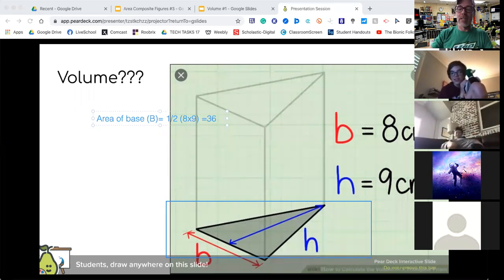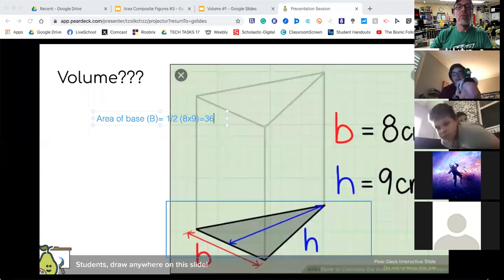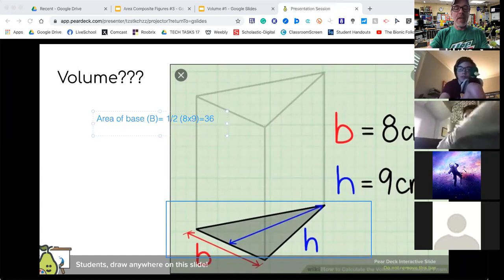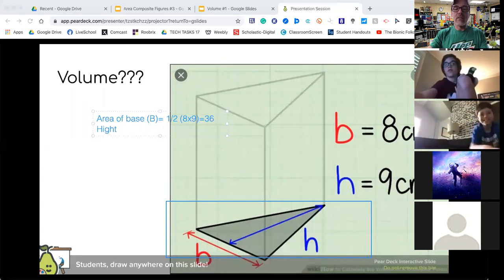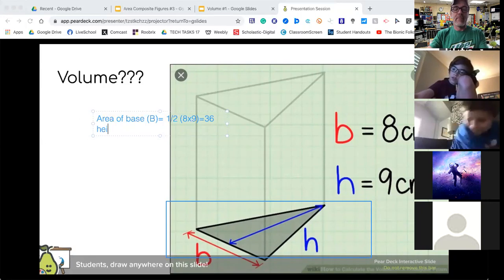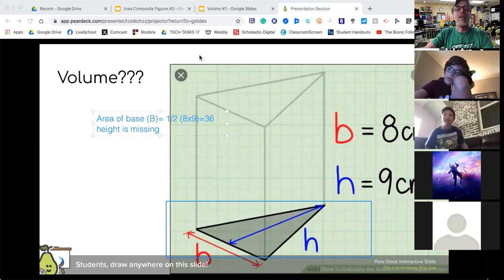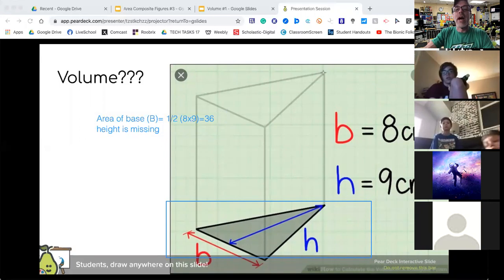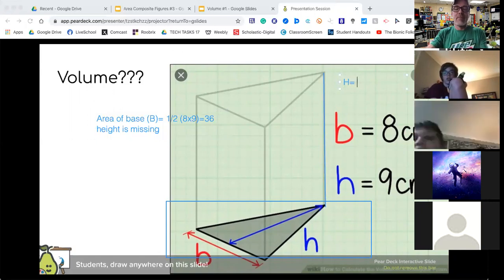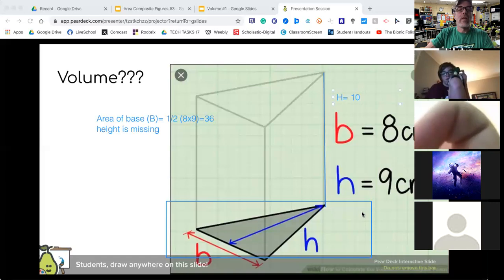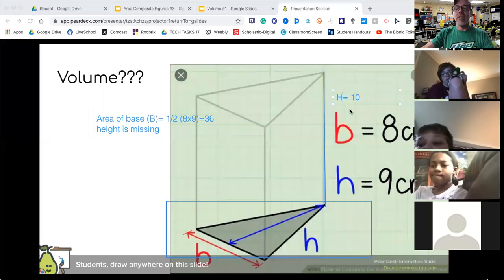Why can we not get the rest of the answer? There's no width or depth. The height is missing. So we can't finish it because we don't know its height. What I need right now is to add a height. If I tell you now that the height is 10, can we get the answer now? Yes. All right, so the height is now 10.